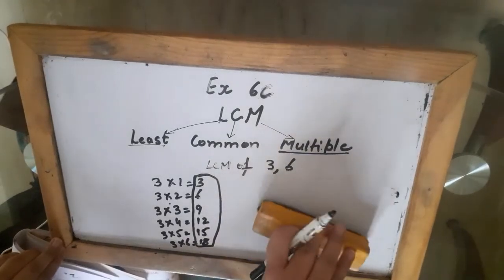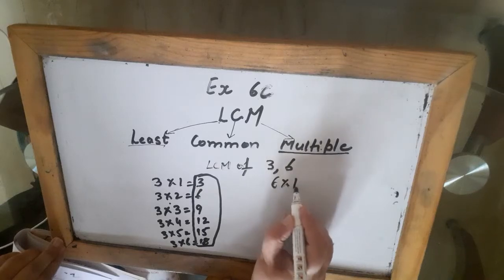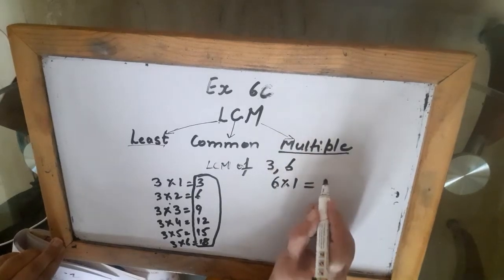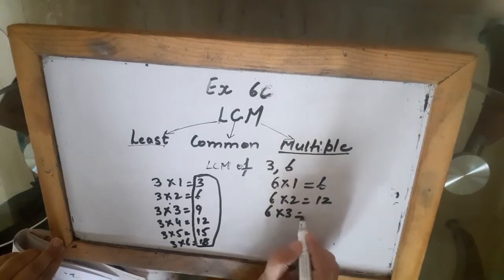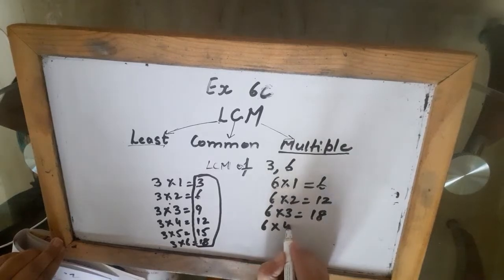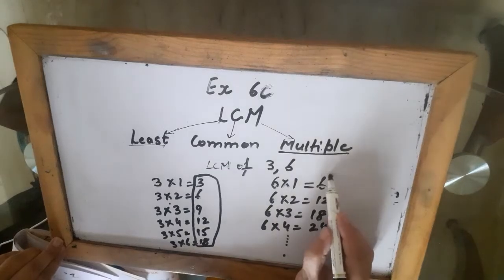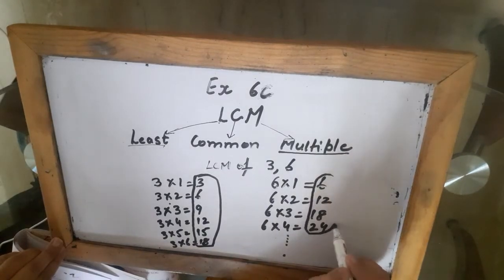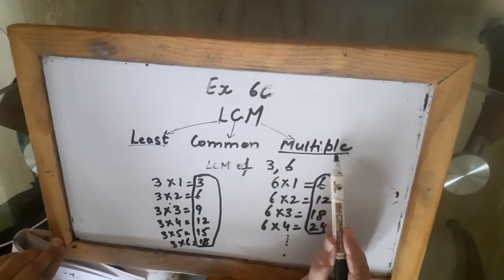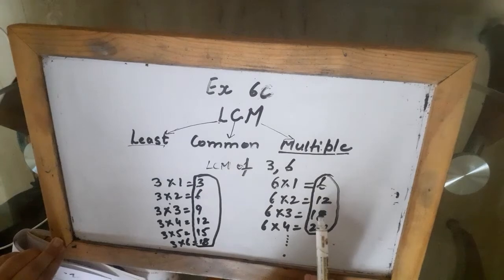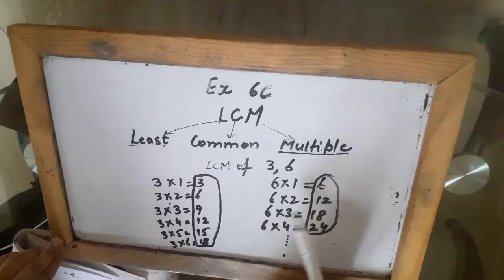Okay, now what about the multiples of 6? Now I will take the multiples of 6. How? By multiplying 6 with other numbers. Like 6 ones are 6, 6 twos are 12, 6 threes are 18, 6 fours are 24, and so on. So these are the multiples of 6 and these are the multiples of 3. Multiples are those which are obtained by multiplying the given number with other numbers.